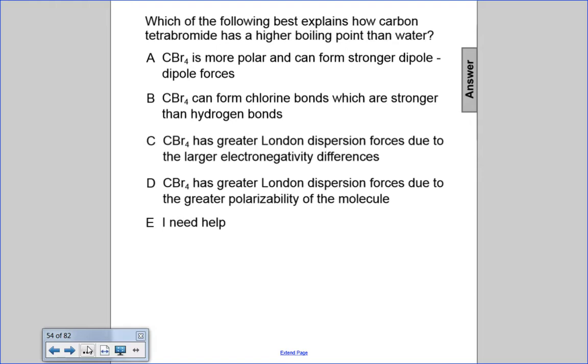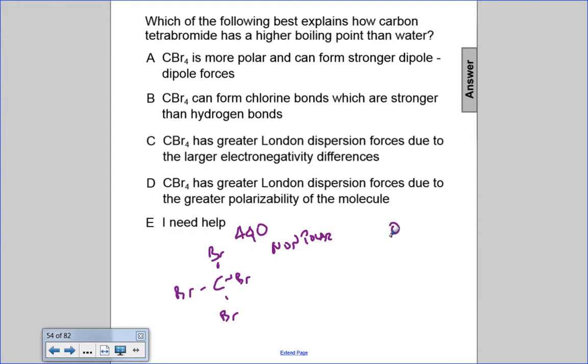Which of the following best explains how carbon tetrabromide has a higher boiling point than water? Carbon tetrabromide is carbon surrounded by 4 bromines. The shape of this is 4, 4, 0, and since it is symmetric with a 0 at the end of the VSEPR number, it is non-polar.